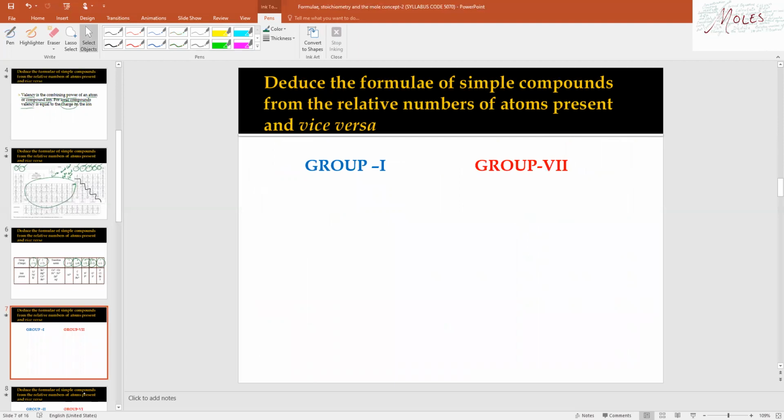Now let's work out the chemical formula. I will start with a metal from group 1 like lithium. Lithium belongs to group 1. This is the symbol for lithium. And a non-metal from group 7 like fluorine. The fluorine symbol is F. Valency for group 1 is +1 and for group 7 is -1.